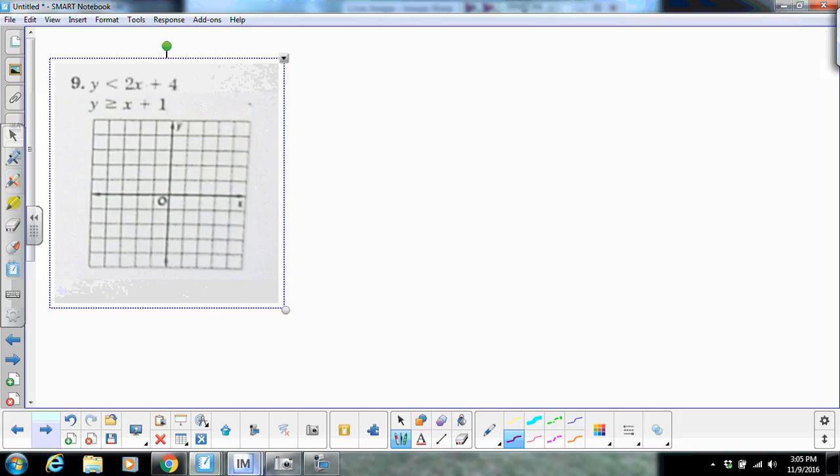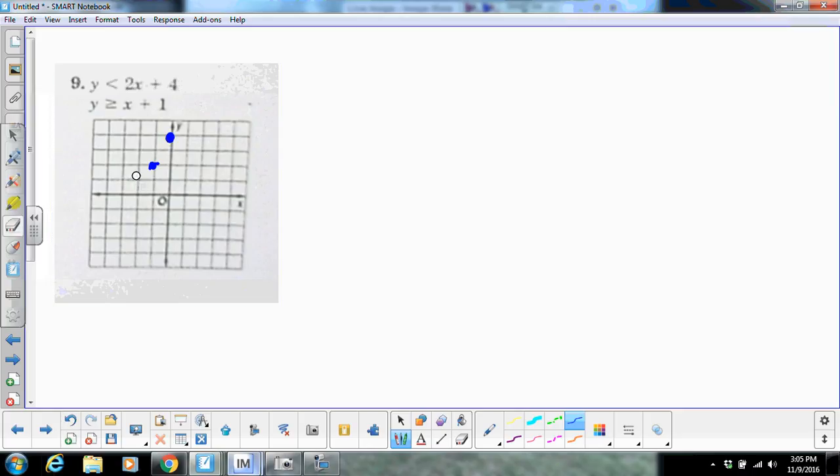And the last one that I'm going to do for you is number 9. So I'm going to start with the +4, 1, 2, 3, 4. Now, I cannot go up 2 and right 1, but I can go down 2 and left 1. Okay, and that's going to be a dotted line. And less than means below.